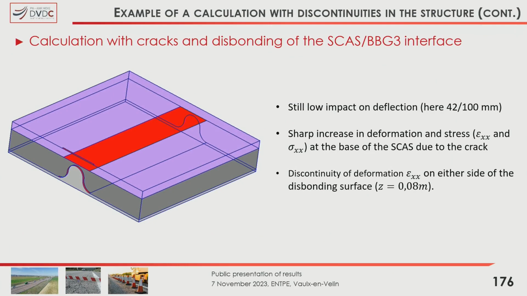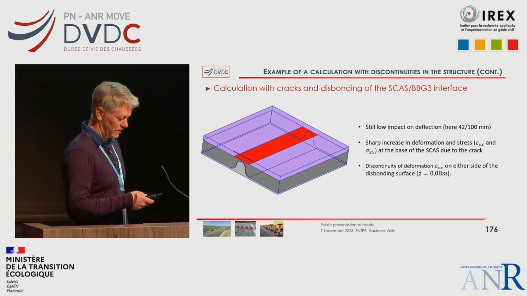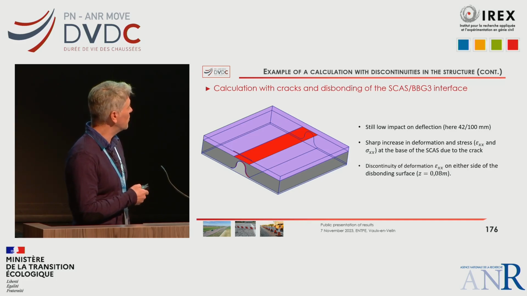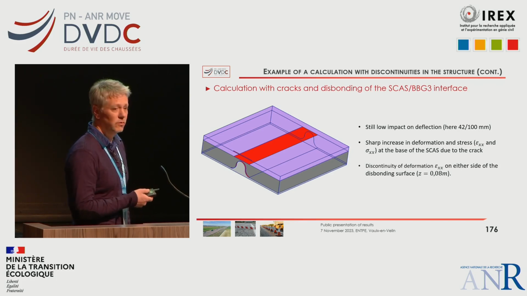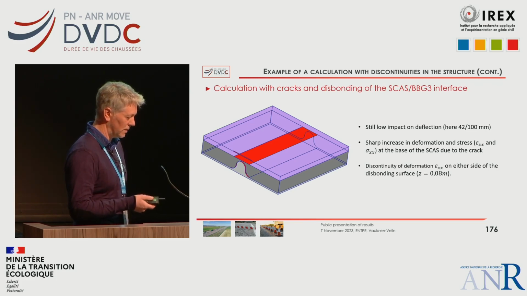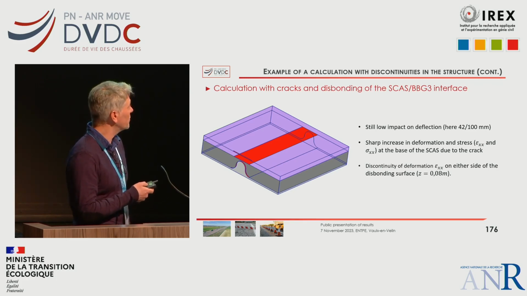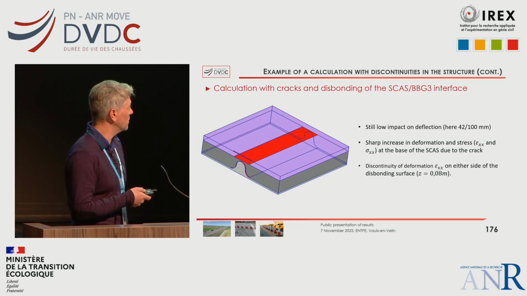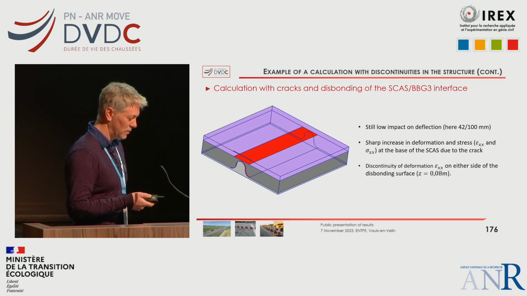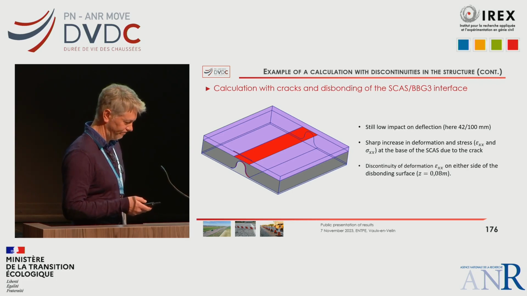The second example is that we tested the impact as well by adding a disbonding surface. This is represented in red between the BBSG and the GB3. And here we applied the standard twinning. Then we looked at the impact of these defects on the way in which the structure reacted, and we were able to make exactly the same observations as previously. Low impact on deflection, but a sharp increase in deformation and stress. And on top of that, due to this discontinuity surface, we were able to note that there was discontinuity on either side of the disbonding surface. So with the model, we're basically capable of evaluating and quantifying the value of these mechanical fields.